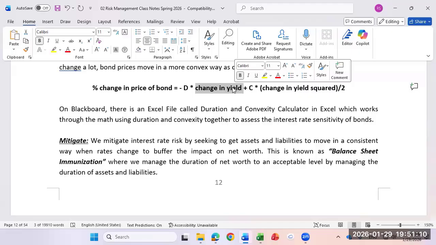So if your boss says, hey, we're going to have a recession next year, interest rates are going to plummet, yeah, let's stick all our money on long Treasuries, because they're going to shoot up in price.